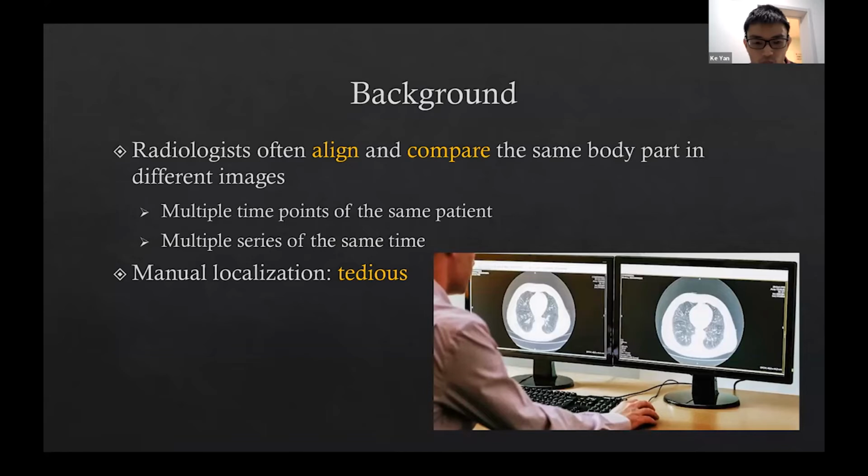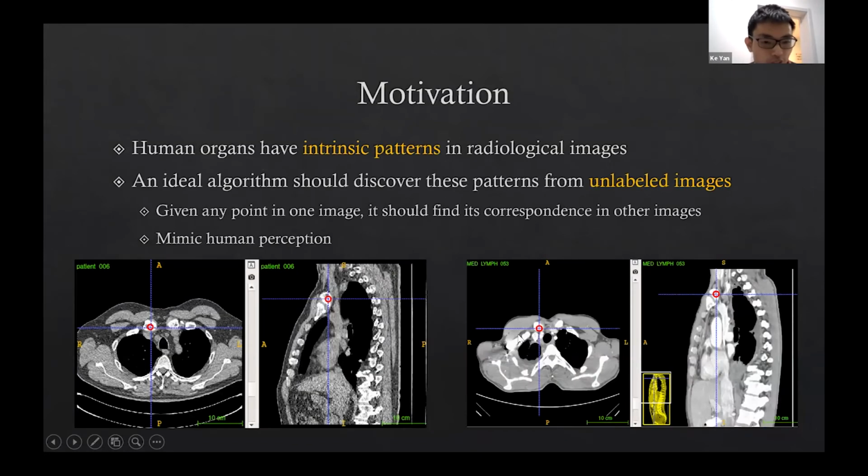But if we want to train such an algorithm, we may need the doctor to help us label some corresponding points in different images, which is very tedious. So we proposed a self-supervised algorithm. The motivation is that human organs have intrinsic patterns in radiological images. For example, all the patients have the lung, they have a liver under the lung, and they have kidney under the liver, and so on. So they have certain patterns in the body.